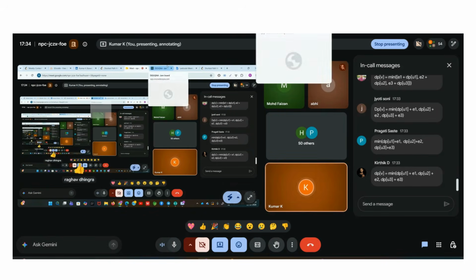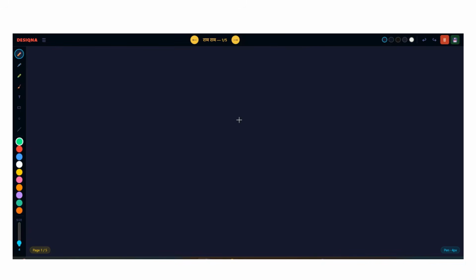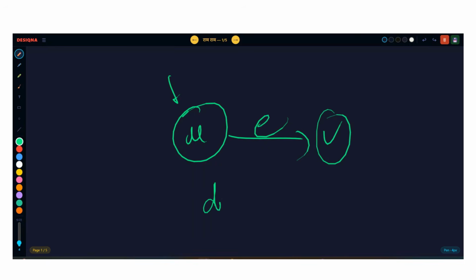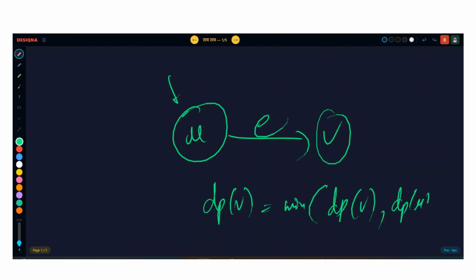Never forget this thing. Okay? From now we have gone into advanced variation. We will always assume we are at U currently. There is a directed edge from U to V. This is E. So guys, please write what is the final formula. Whenever you are at node U, you just do dp of V equal to min of dp of V comma dp of U plus E. Answer is dp of U plus E. But why am I doing min of dp of V?